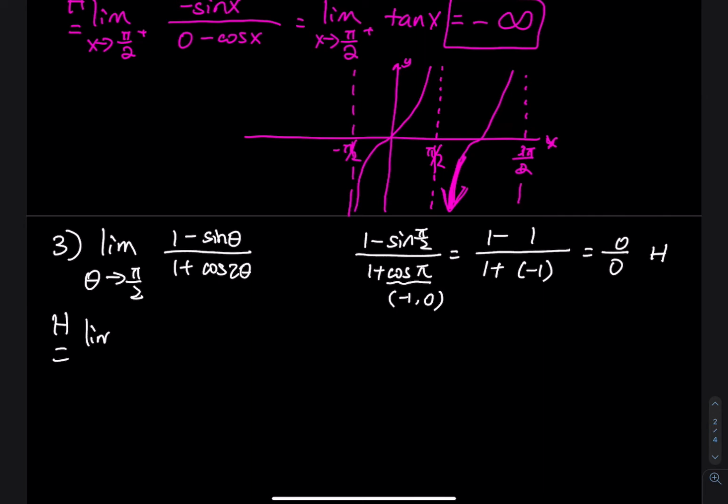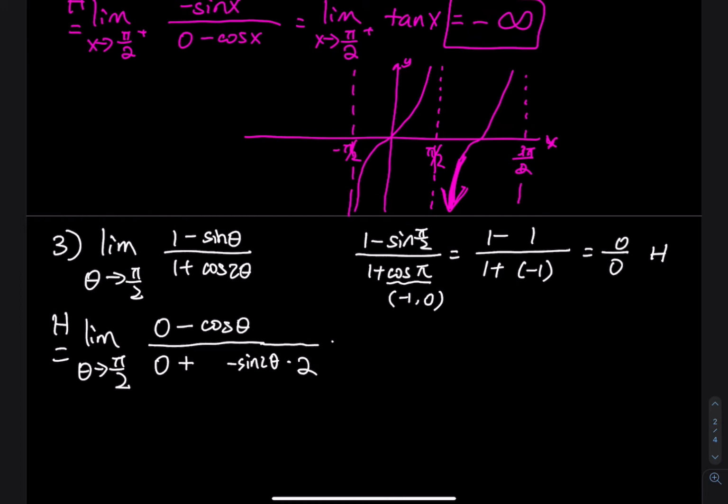Limit as theta approaches pi over 2. The derivative of 1 is 0. The derivative of sine is cosine. The derivative of 1 is 0. And then the derivative of cosine 2 theta is negative sine of 2 theta, right? And then the derivative of 2 theta is 2. Then you multiply by 2.